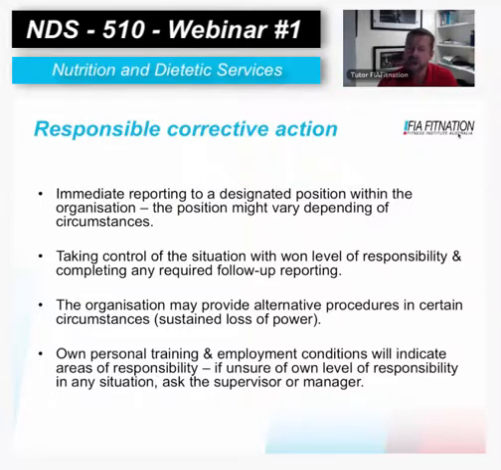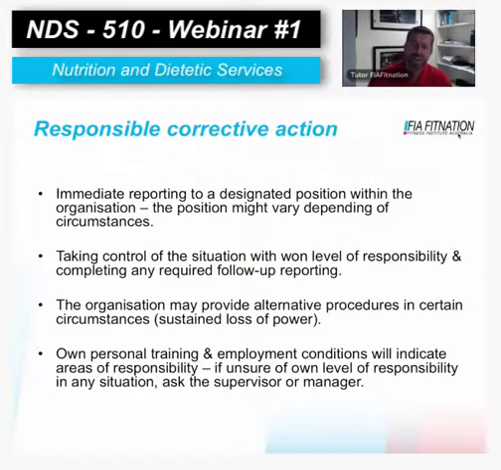Taking control of the situation, and again, that should say with your own level of responsibility. So there are certain things that you can take responsibility for, but it's really important that if you do that, that you do follow up, that you record it, and you follow up with the person in a senior position so that they know that you've taken the specific actions for that procedure.